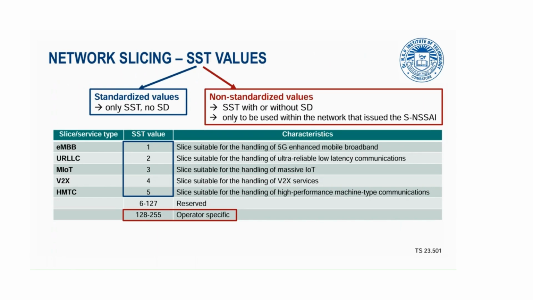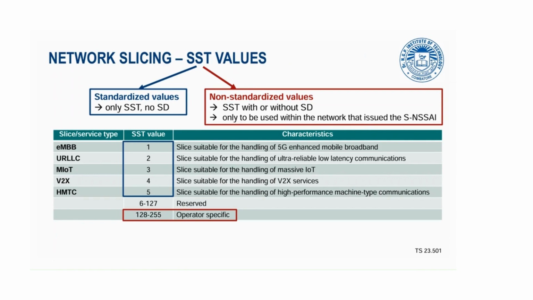So here we can see the slice type, SST value, and the characteristics. For 5G enhanced mobile broadband service, which is high speed data streaming, we use SST value 1. For ultra reliable low latency communications, we use 2. For massive IoT, connecting a large number of IoT devices, we use 3. For vehicle to everything services, we use 4. For high performance machine type communication, we use 5.